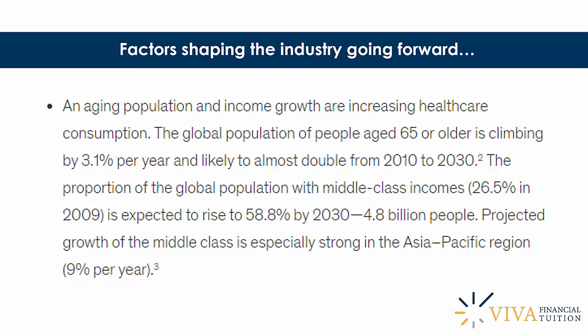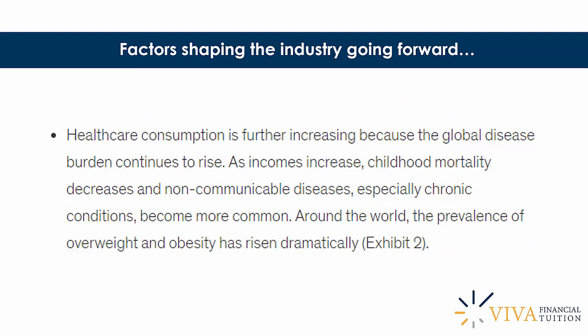The proportion of the global population with middle class incomes, 26.5% in 2009, is expected to rise to 58.8% by 2030. That is to say 4.8 billion people. Projected growth of the middle class is especially strong in the Asia Pacific region, which we looked at a little bit earlier on in terms of projected growth rates. Very positive indeed.